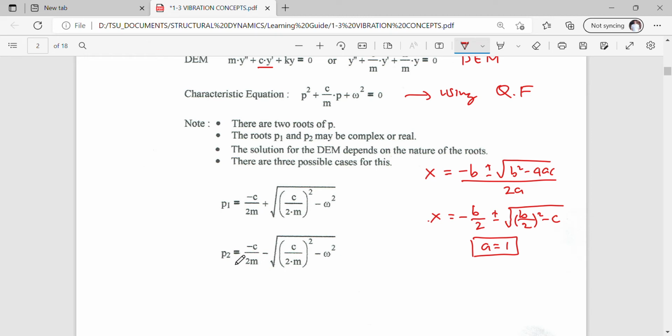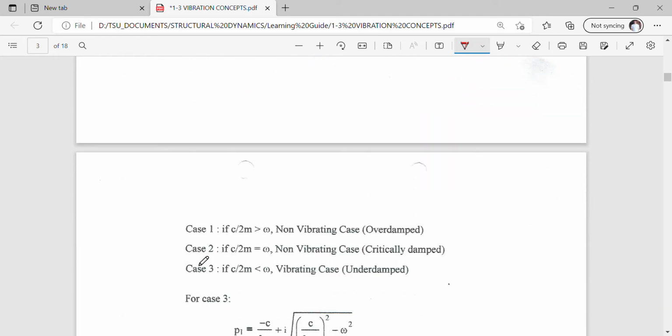Okay, my b over 2 is simply the coefficient of this b. So this is your b, this is my c. Okay, and my a is 1. So c is simply omega squared, and b over 2 is c over m divided by 2, negative c over m divided by 2. Okay, so I have now my two roots, and the possibilities are defined now in this.